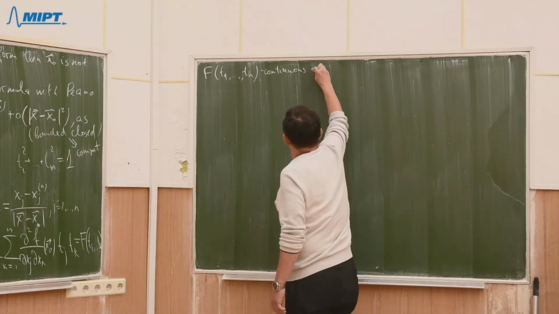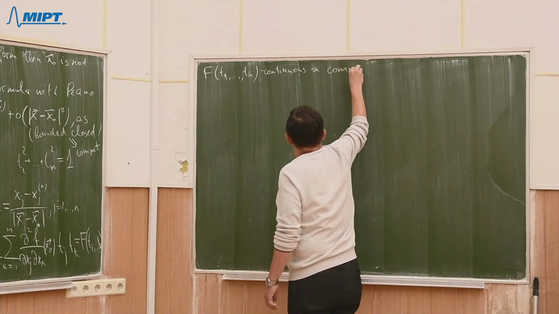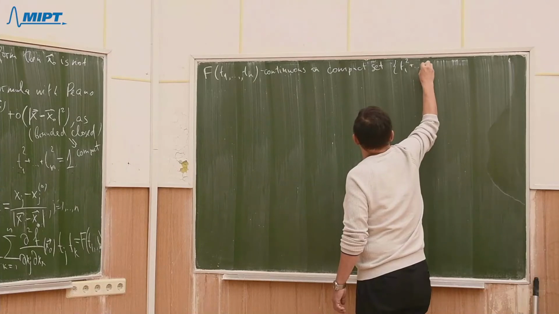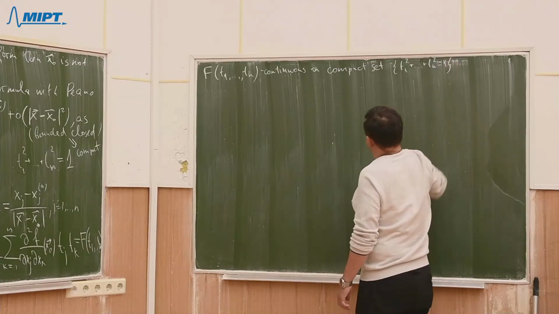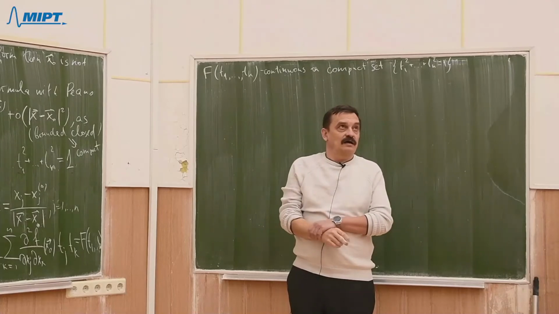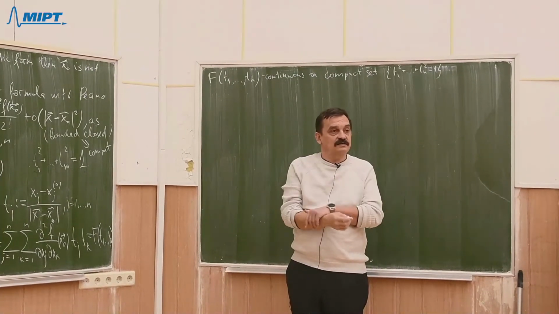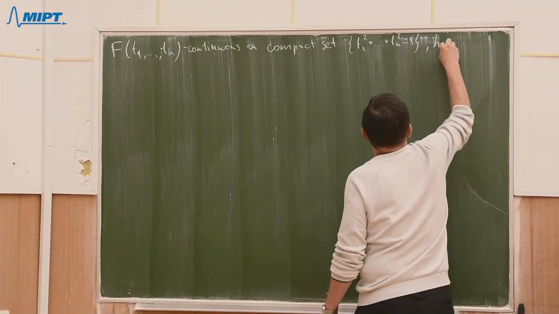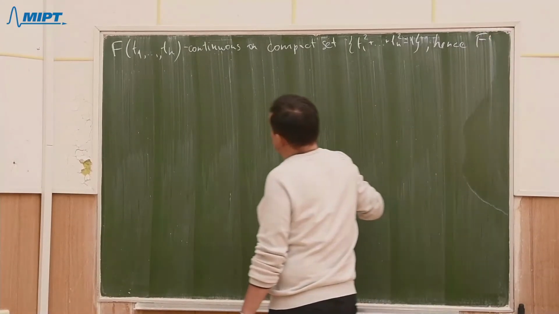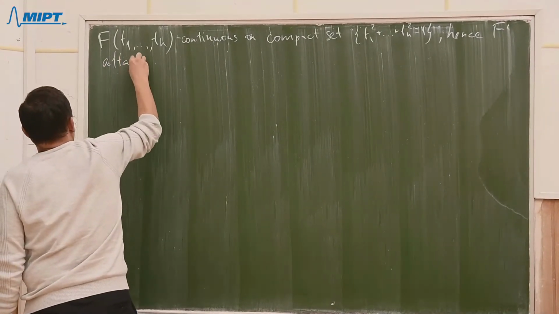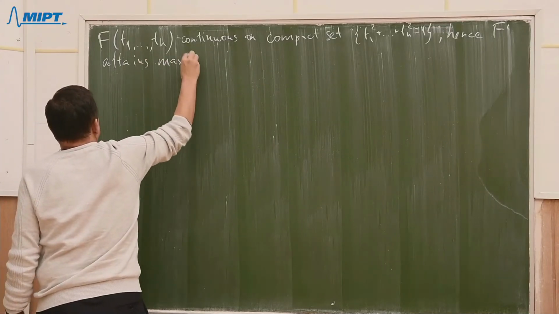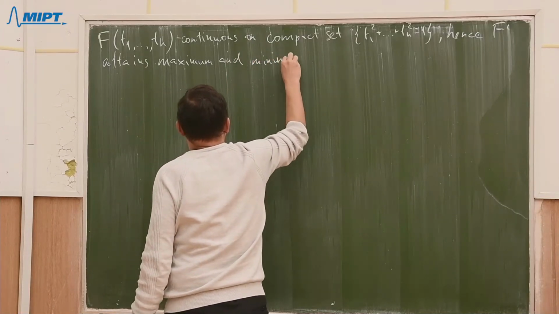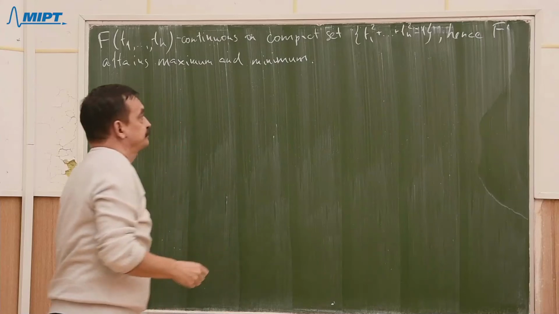Continuous on the compact set t1 squared plus so on plus tn squared equals 1. And hence it has a maximum and minimum, right? Hence F attains maximum and minimum on this set.